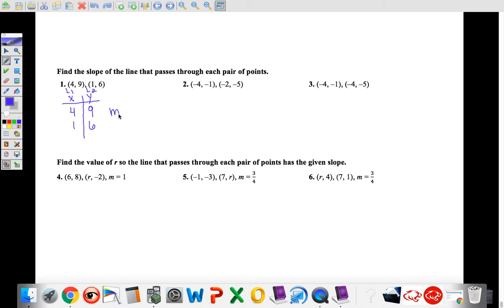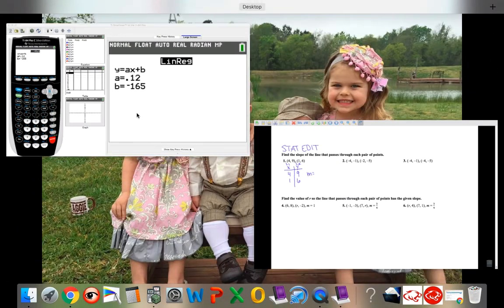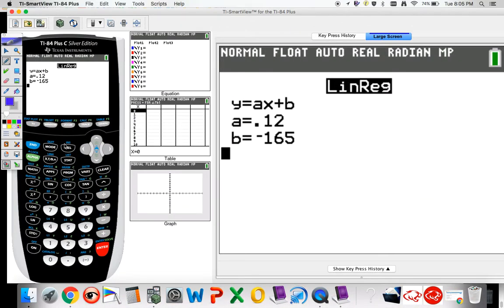Okay, so M is equal to, well, like I said, we're going to use stat edit on these. So stat edit on these first three. So to do that, in my calculator, I'm going to go ahead and hit second plus 712.